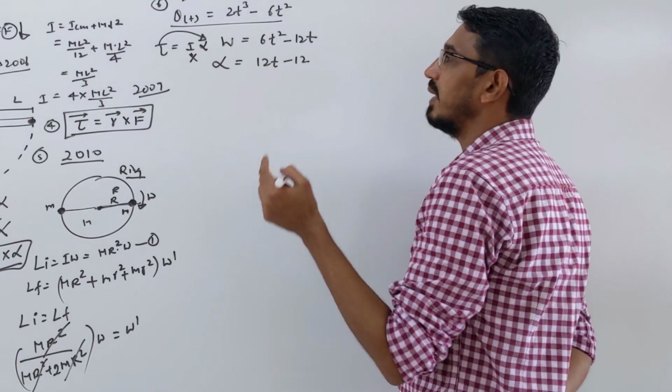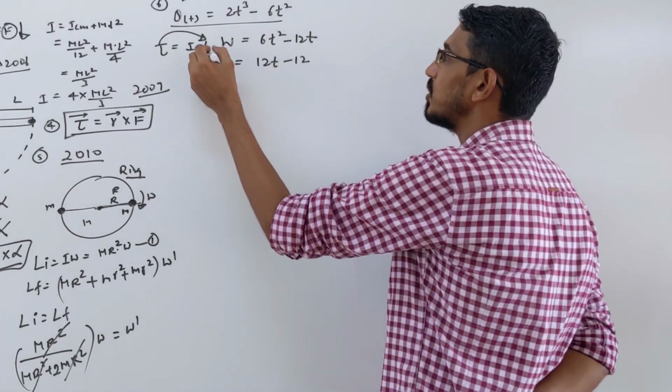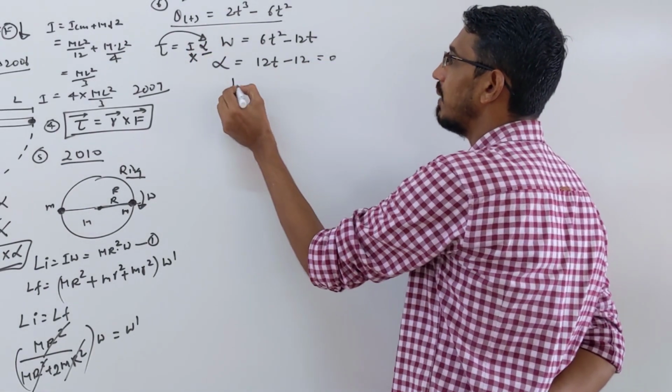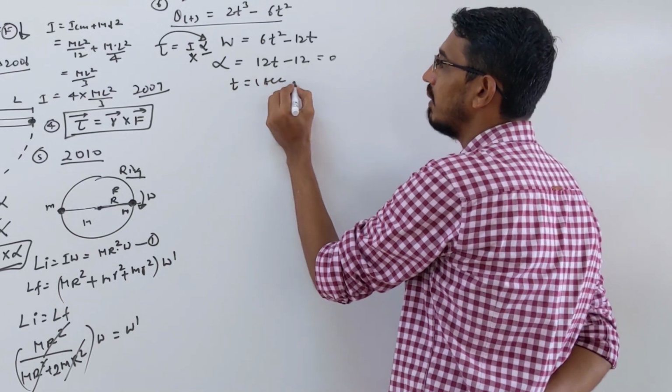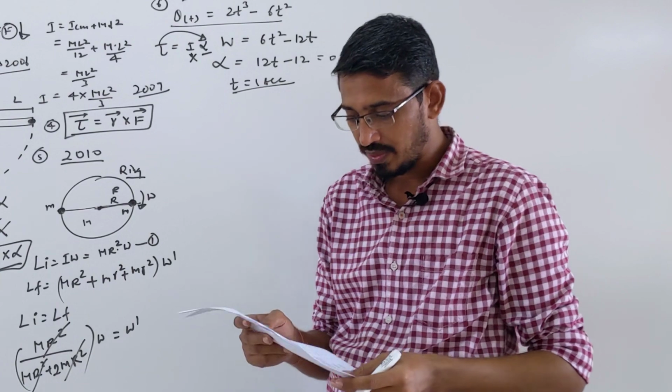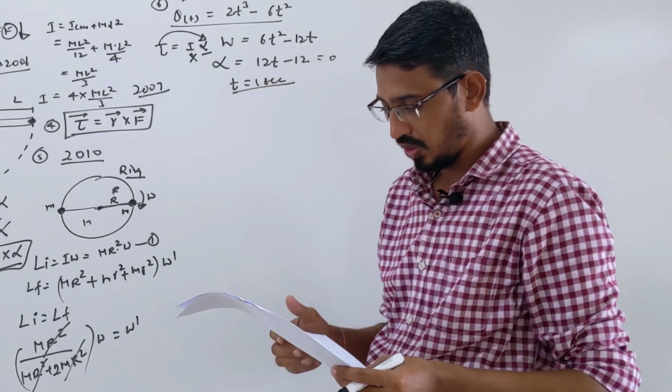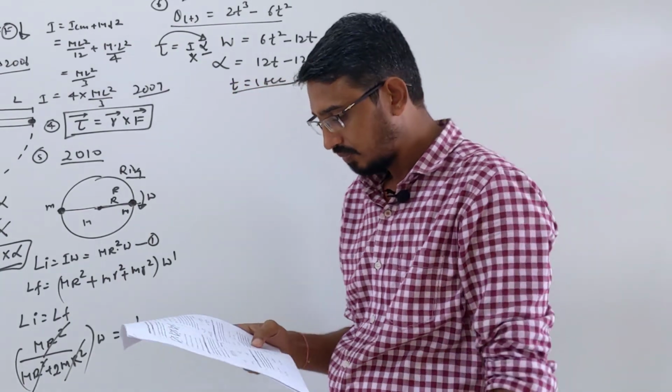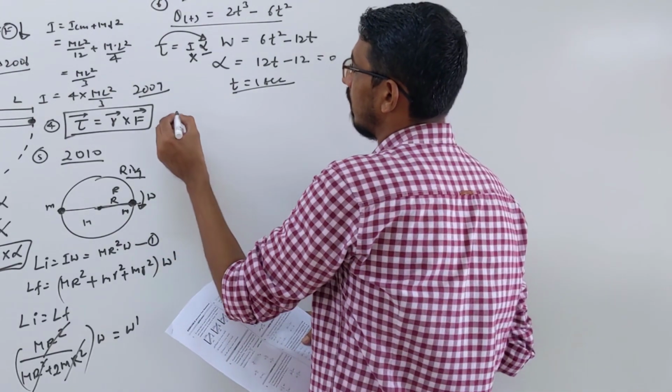They said that the torque becomes 0, so alpha should be 0. Equating to 0, 12t is equal to 12, so the time is simply 1 second. That is the time after which the torque on this body becomes 0. Correct? Okay. Moving on to problem number 7.